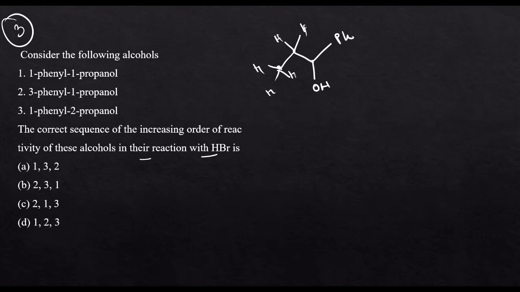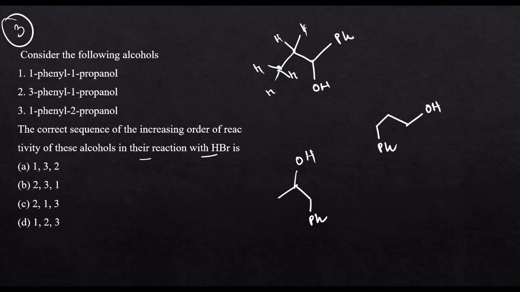In that, 1-phenyl-1-propanol, then we have 3-phenyl-1-propanol. In 3-phenyl-1-propanol, at the 3 position is the phenyl group, at the 1 position the OH group. Then 1-phenyl-2-propanol. In 1-phenyl-2-propanol, Ph is at the first position, then OH at the middle one.